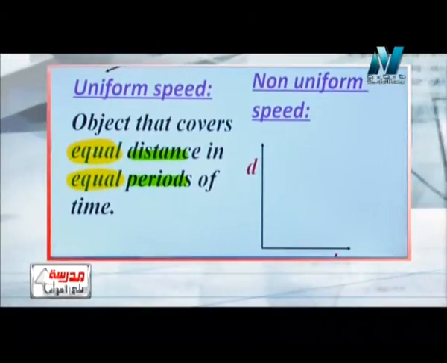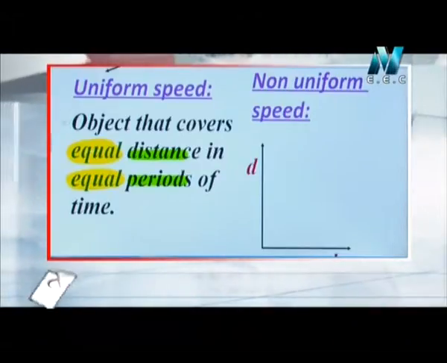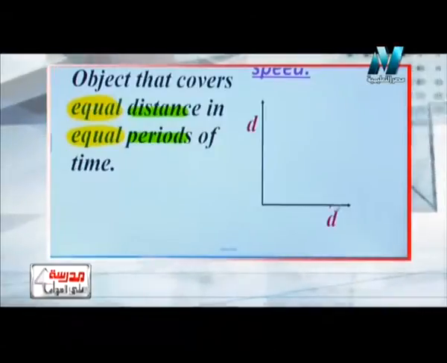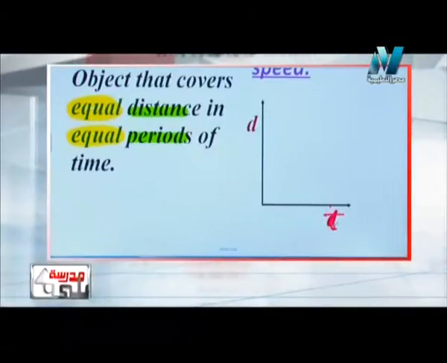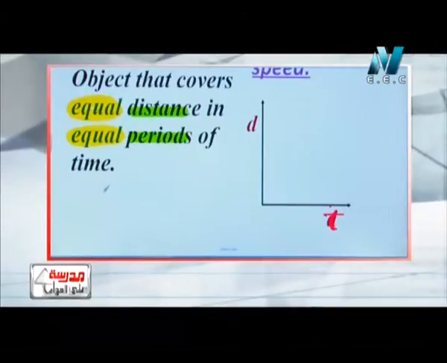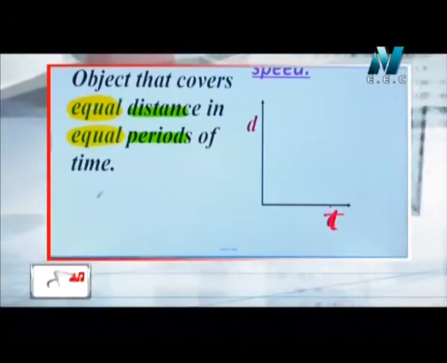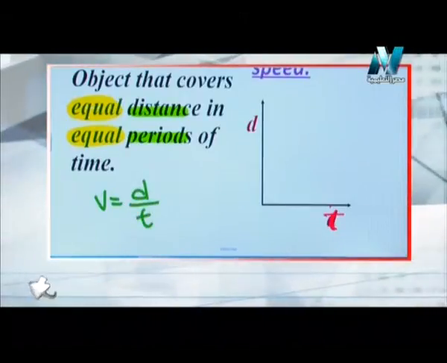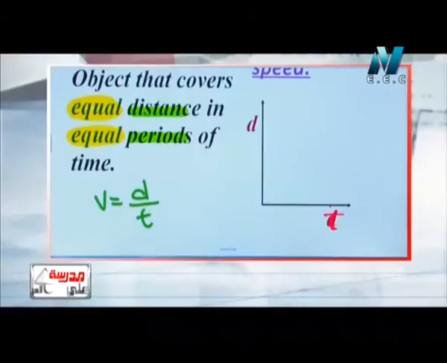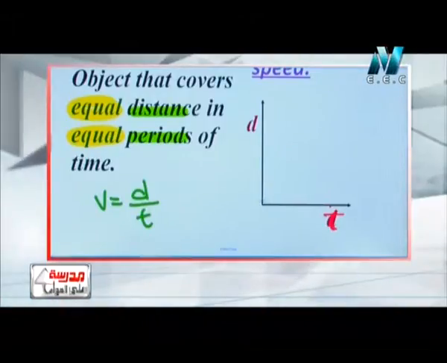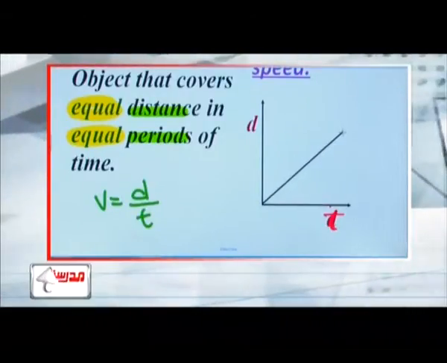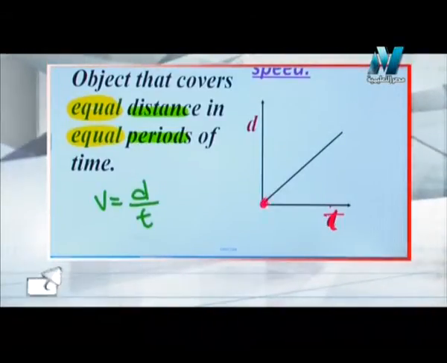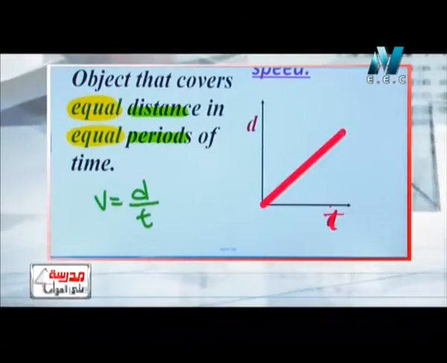A graph represents the relation between distance and time here. We have distance here and here we have time, because we know from the previous slides V equals D over T, distance covered. So here we talk about uniform speed. We have a straight line that passes through the origin point. If we want to talk again about distance and time, we have a straight line that passes through the origin point.